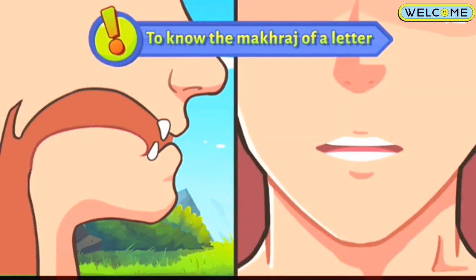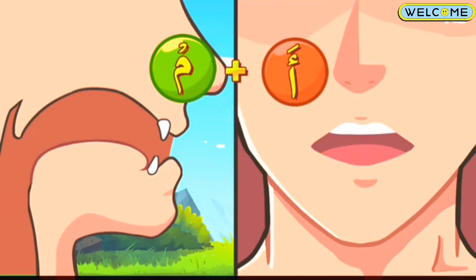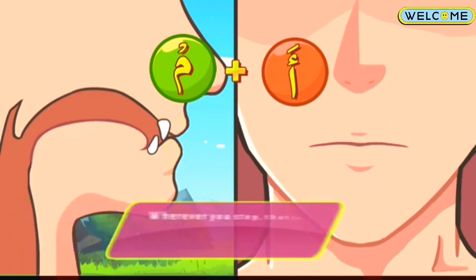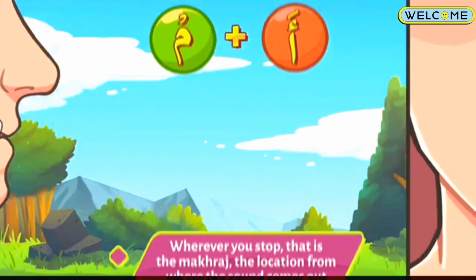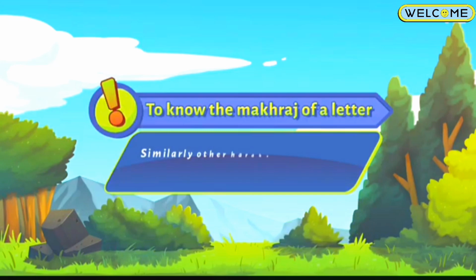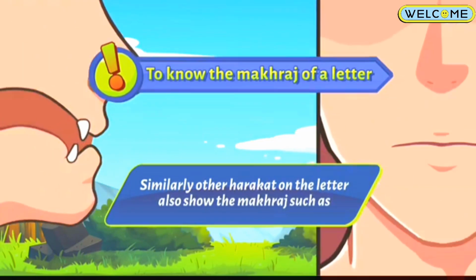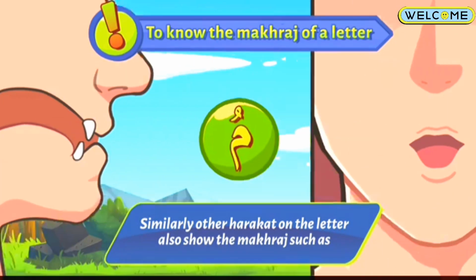To know the makharij of a letter, take a and place the letter with sukoon after it. For example, to know the makharij of meem, we say it, and wherever you stop, that is the makharij, the location from where the sound is coming out from. Similarly, other harakat on the letter also show the makharij, such as ma, mi, mu. So in all these cases, the lips are the makharij of the letter meem.